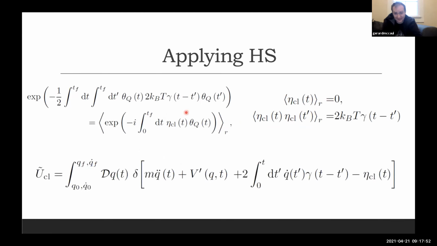Now, if we do this, what we actually find is that we can put this back in and we can find an effective equation of motion, because our propagator for our open system, when we put this back in with the influence functional, turns out now to just be a delta functional, which gives us our equation of motion.